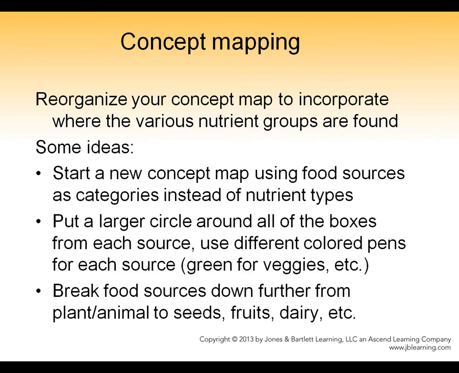And then another way that you might think about is to think not about plant and animal sources, but think instead of some of the categories that I've been talking about: seeds, fruits, legumes, dairy. What would it look like if you reorganized your concept map or started over a new one using those as the organizing categories instead of the nutrient categories? Would that make it a more compact and easier to understand map?